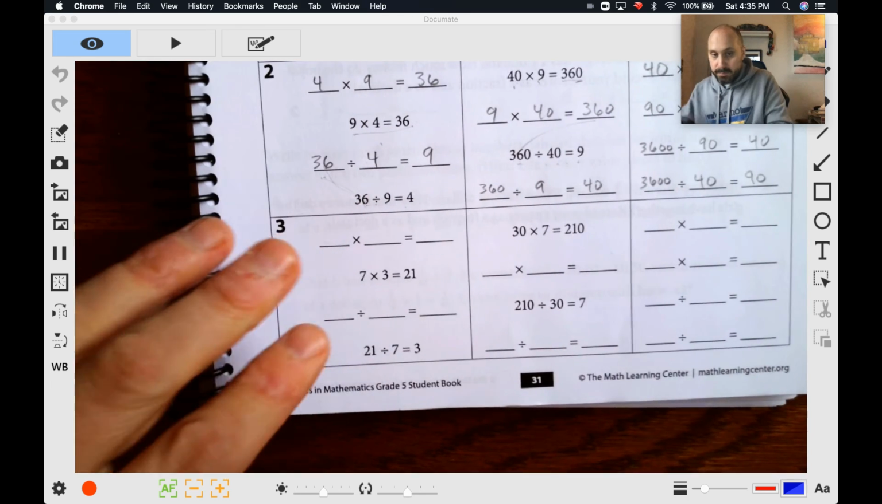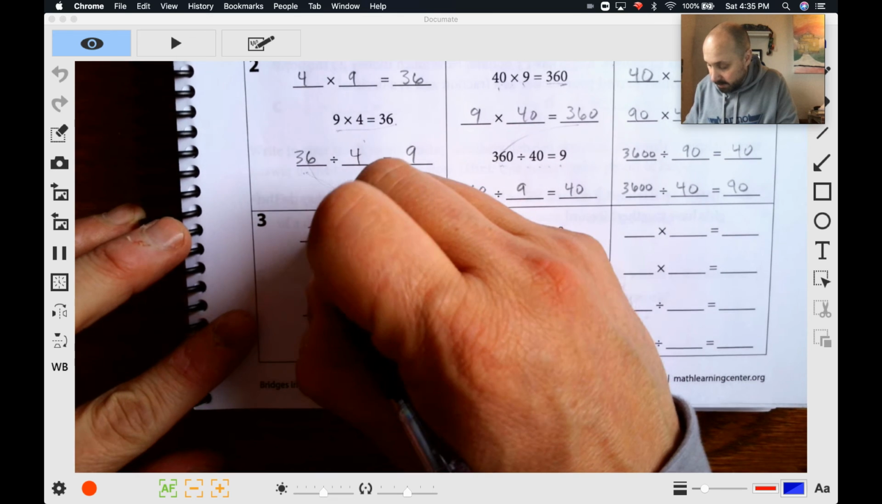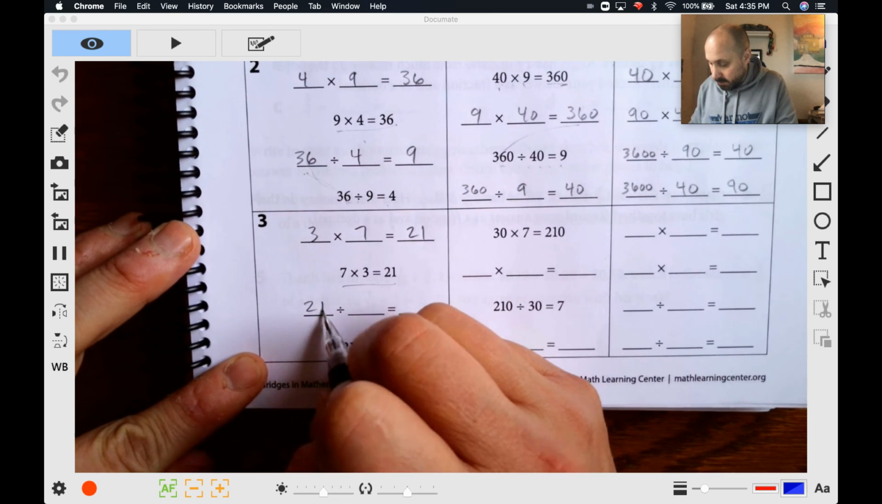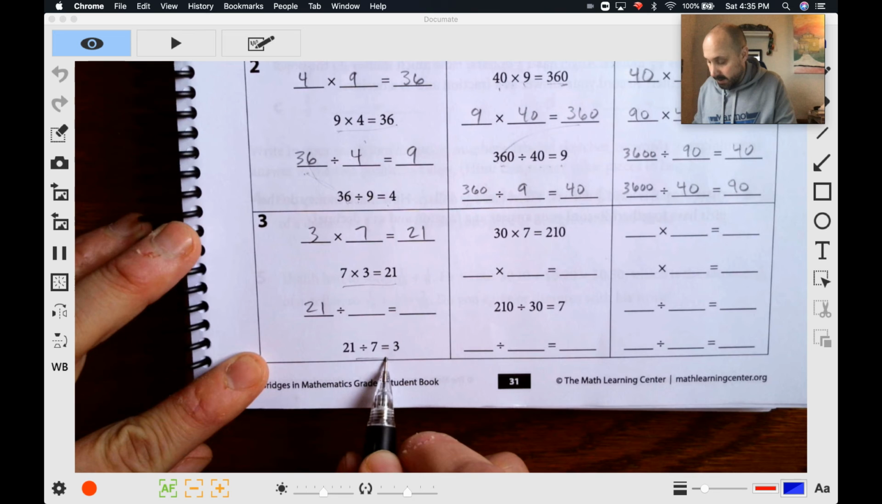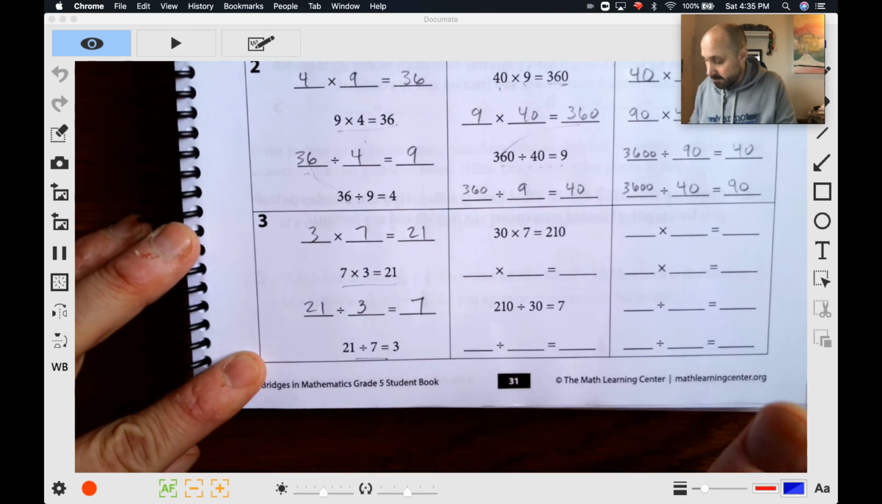And then my last one, number 3. They give us the 7 times 3 is 21. So we're going to say 3 times 7 is 21. We're going to use our 21 at the beginning. They did 21 divided by 7 is 3. So we're going to say 21 divided by 3 is 7.